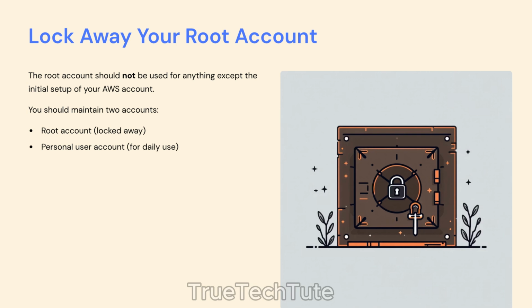First, remember the root account. That's your super powerful main account. You should not use it for anything except the initial setup of your AWS account. You should now have two accounts, the root account and your own personal user account. Lock away that root account and use your personal one for everything else.